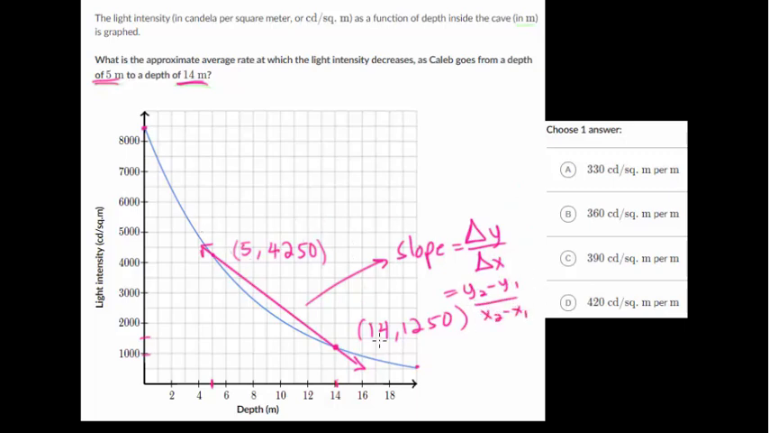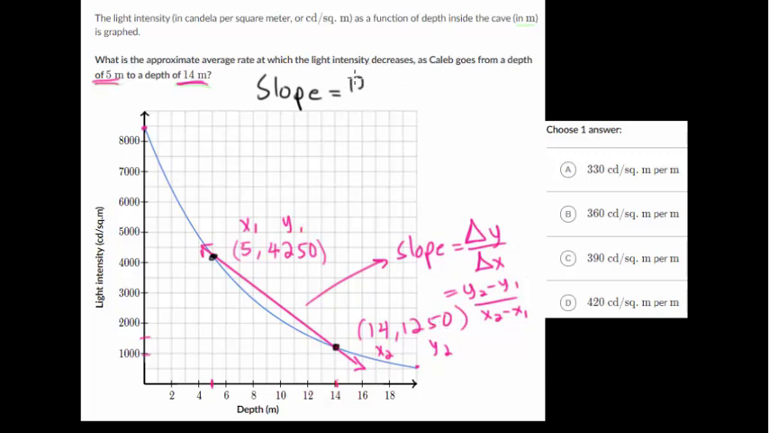So we're going to plug those in. We can call this x2 and y2. This would be x1 and y1. So let me write it up here. The slope of this line, this secant line, so we call it a secant because it crosses through 2 points. If it just touches the graph, that's what we call a tangent line. But the slope of this secant line that crosses through these 2 points we're concerned about will give us the average rate of change.